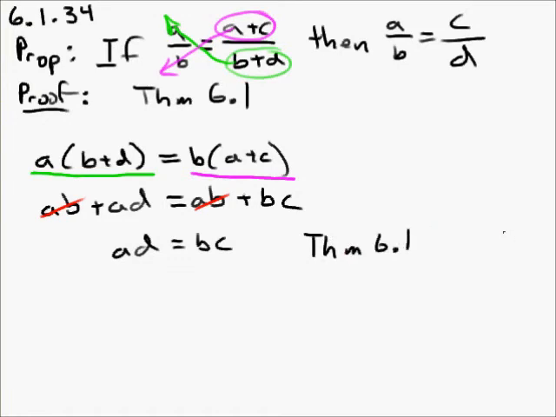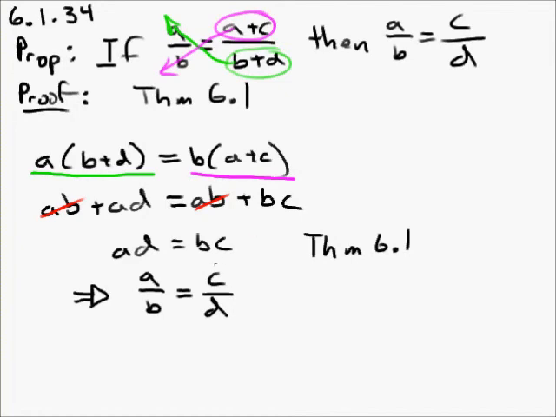Theorem 6.1 is bijective. It says not only that if the fractions are proportionate, you can express it in terms of multiplication, but also that if the multiplication is true, if this line is true here, then that implies that A divided by B is equal to C divided by D. You divide both sides of the equation.